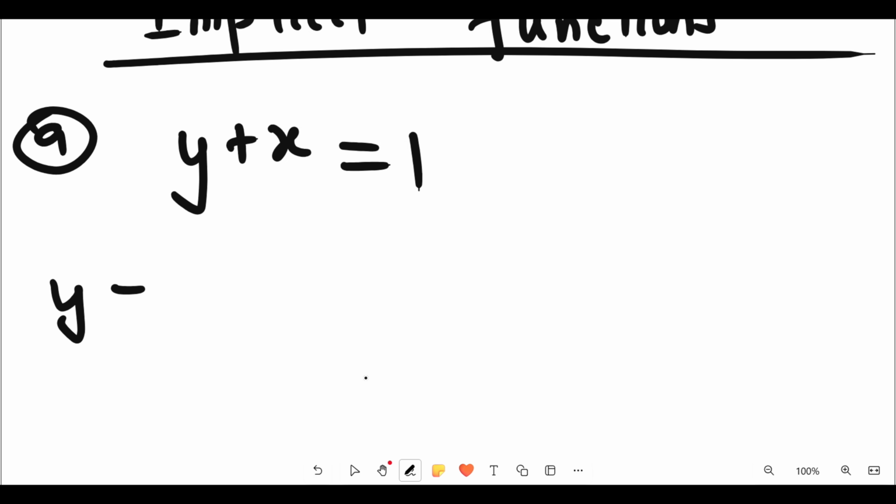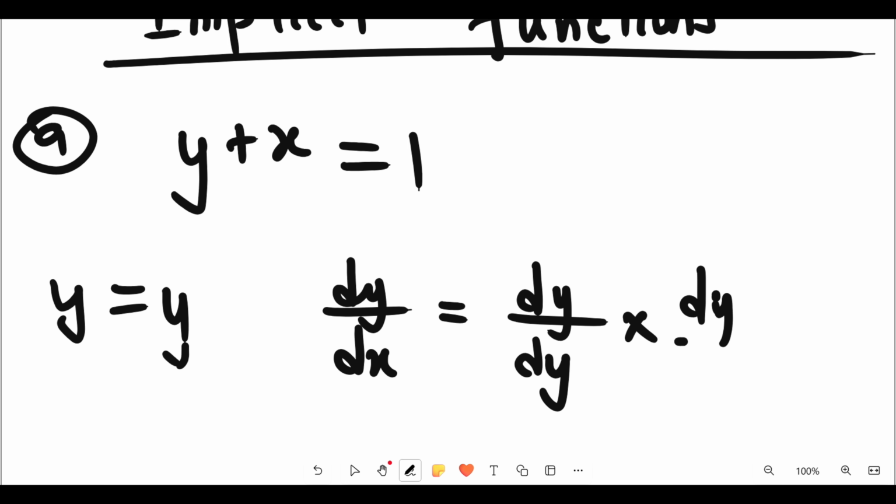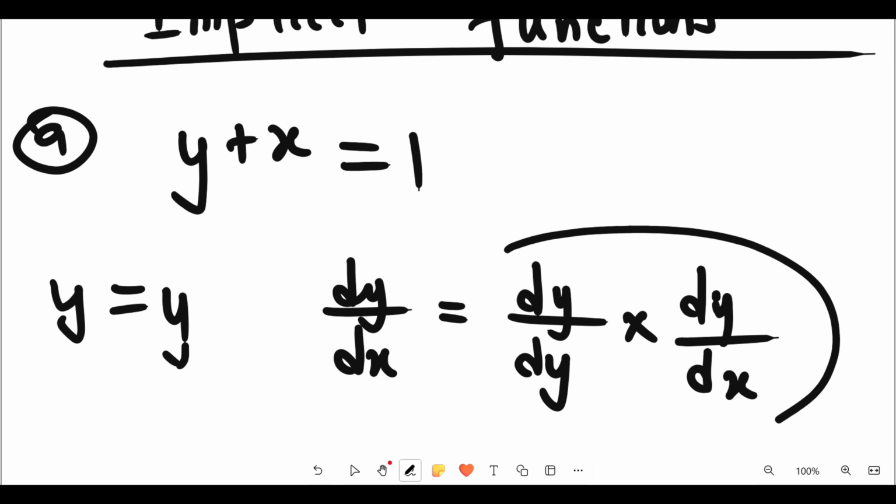So let us assume that you take just the first part to be y is equal to y, and you are differentiating. Now you'll be getting dy/dx. Now you are going to differentiate y, but we don't have x here, so you need to use the chain rule. So dy/dx will be equal to dy/dy times dy/dx.